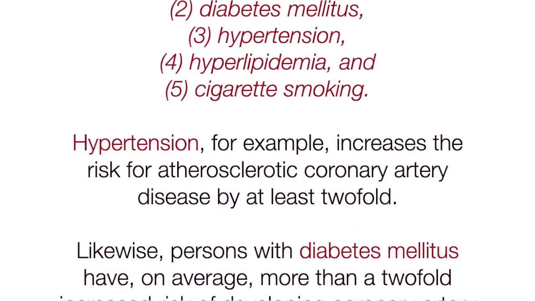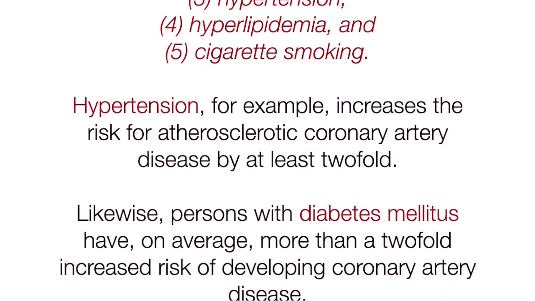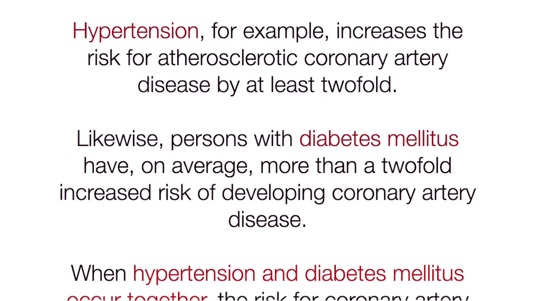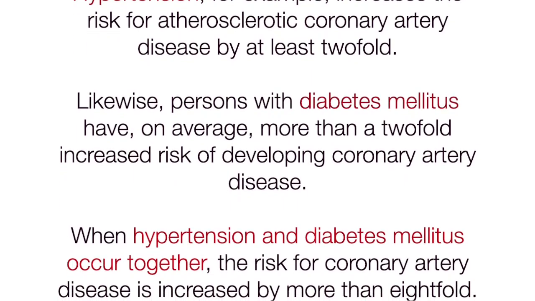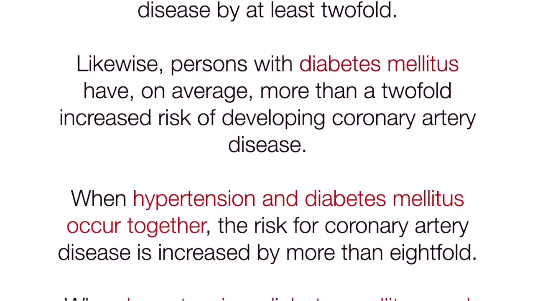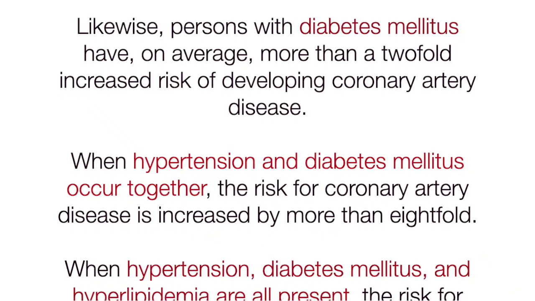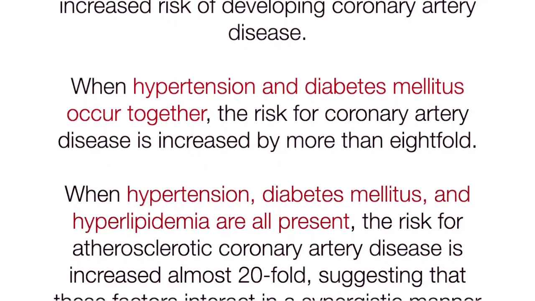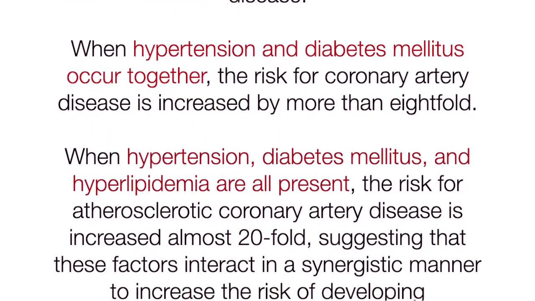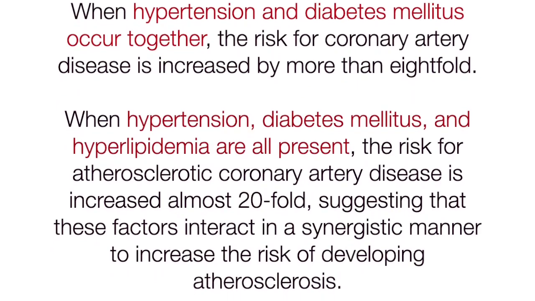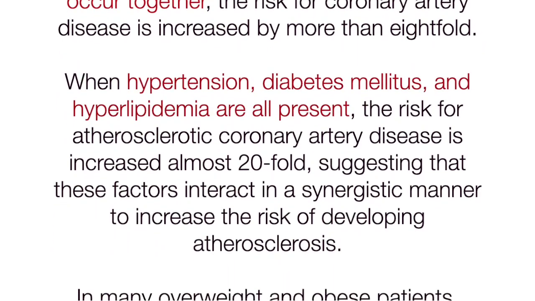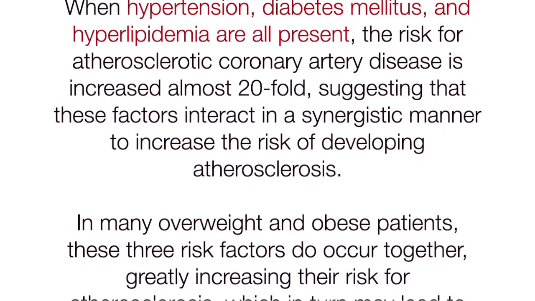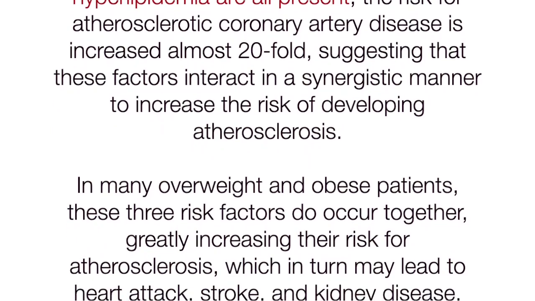Likewise, persons with diabetes mellitus have, on average, more than a twofold increased risk of developing coronary artery disease. When hypertension and diabetes mellitus occur together, the risk for coronary artery disease is increased by more than eightfold. When hypertension, diabetes mellitus, and hyperlipidemia are all present, the risk for atherosclerotic coronary artery disease is increased almost 20-fold, suggesting that these factors interact in a synergistic manner to increase the risk of developing atherosclerosis.